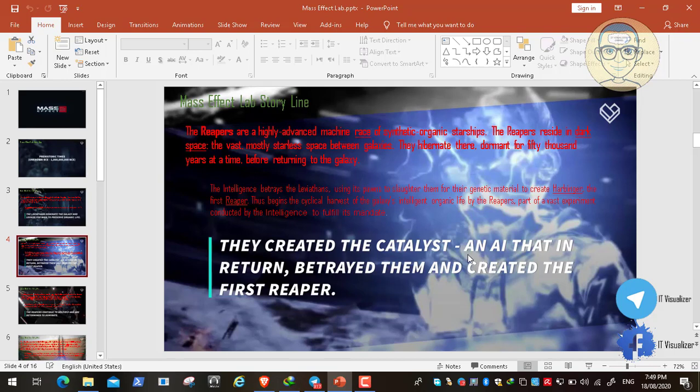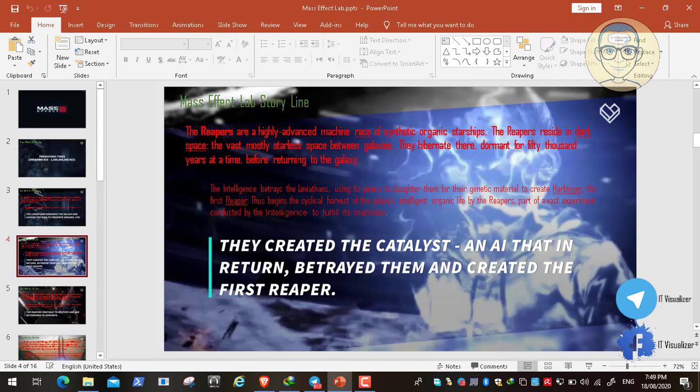But in the end, this artificial intelligence betrayed them and created something called the Reaper. The Reaper is a highly advanced mechanical race of robots with synthetic organic structure, in the shape of starships. So these robots are in the shape of starships, and they are structured as robots, but not from metal and steel, but from synthetic and organic parts.